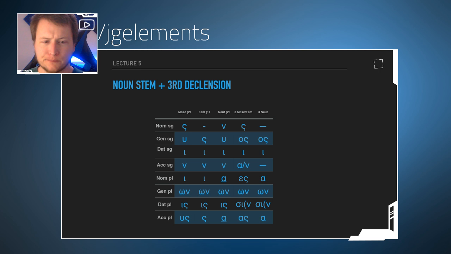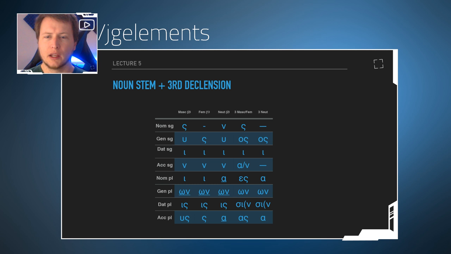Now, the nominative plural mirrors the nominative singular, but it adds an epsilon. Okay? The genitive plural has omega nu, but it's not all-consuming, so it just adds on to the end of the stem. The dative plural has sigma iota with a movable nu. But remember, the sigma in the dative plural does the same thing that the final sigma does in the nominative singular due to the square of stops. And then the accusative plural ends in alpha sigma. So that's the third declension masculine feminine.